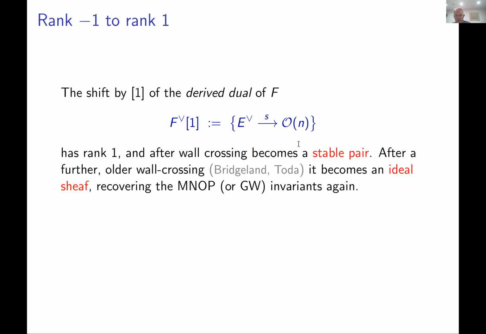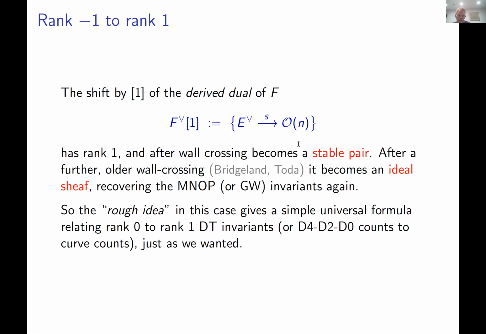So I've skipped lots of details here, but it turns out that by dualizing and then shifting these rank -1 complexes, you can get back to rank 1 ideal sheaves and rank 1 DT theory and Gromov-Witten theory. So the rough idea in this case gives a simple universal formula relating rank 0 to rank 1. There's the opposite. I don't want to confuse. Earlier, I told you how to go from rank 1 to rank 0. This goes in the opposite direction. This is from rank 0 to rank 1. It's not the inverse of what we did before. It's something different.